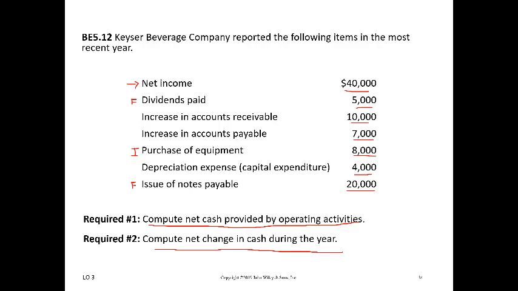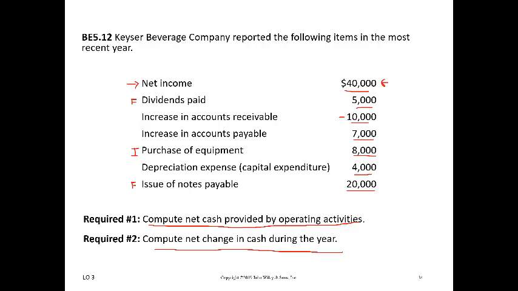So I think we have the three items that we're going to adjust net income by: an increase in accounts receivable, an increase in accounts payable, and depreciation expense. So we'll start with our $40,000 net income. We're going to have an increase in accounts receivable, which we're going to subtract from our net income, because an increase in accounts receivable represents revenue that we recorded that's not associated with any cash.